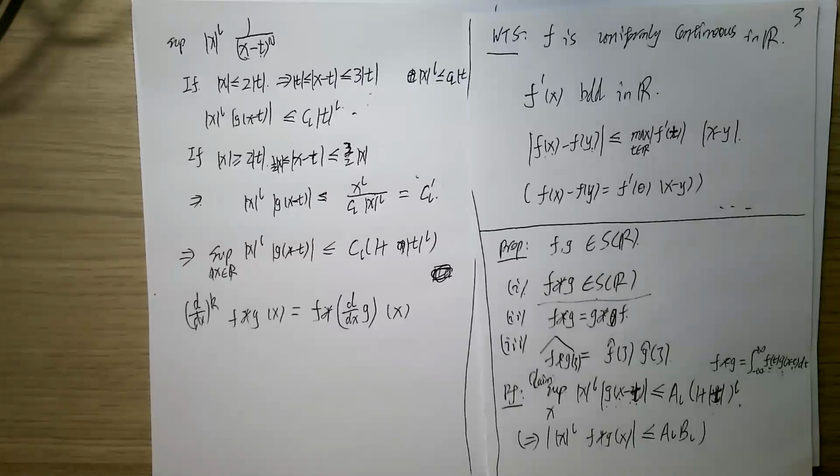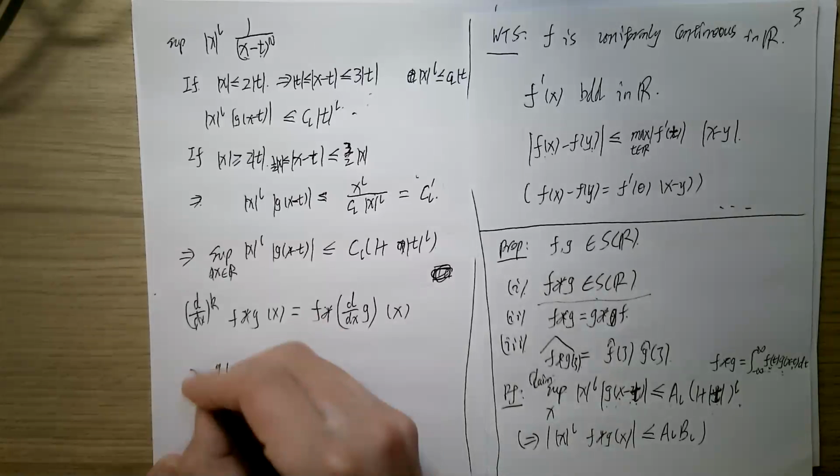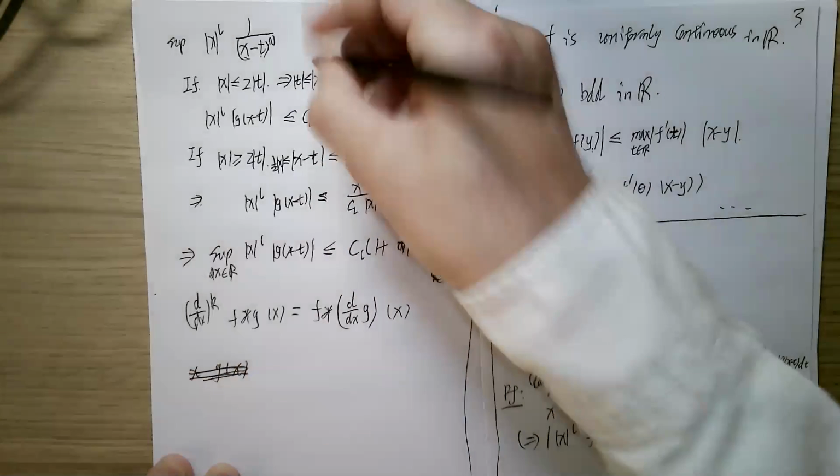Sorry, Professor. Can you please explain where we get 1 over x minus t to the power of capital A? Oh, of course, because G is a Schwartz function, right? So G of x times, maybe let's use another variable.